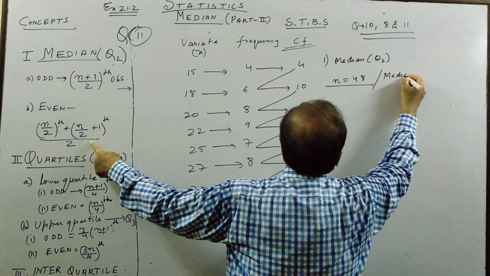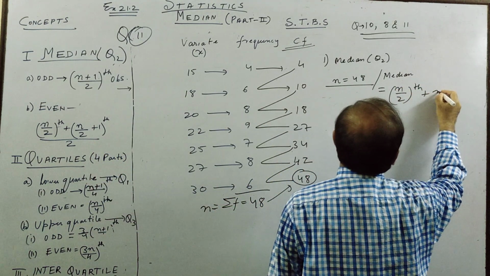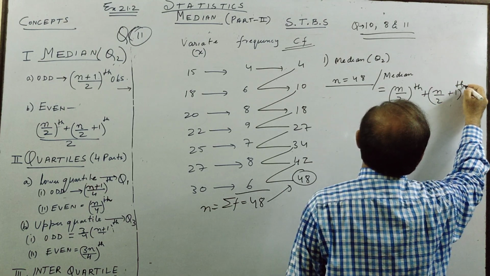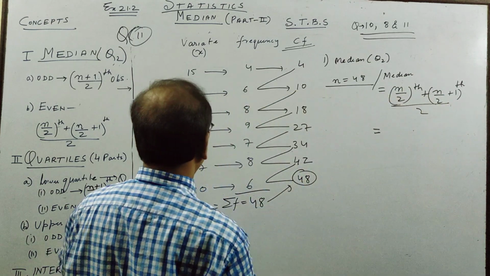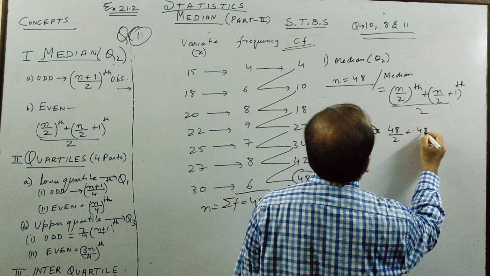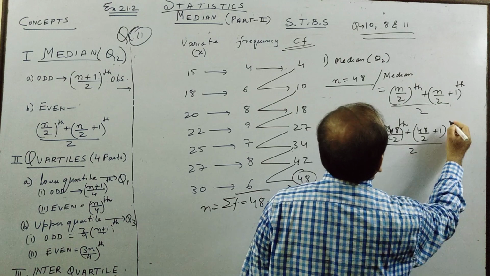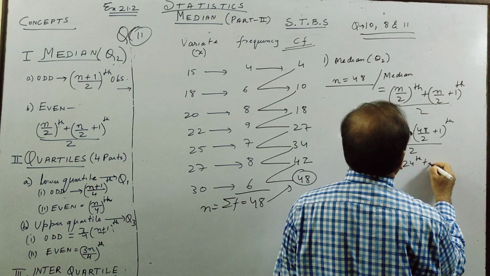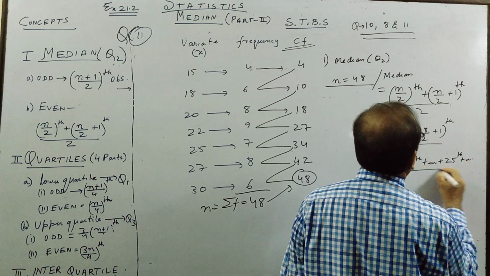Median is equal to (n/2)th term plus (n/2 + 1)th term, by 2. So what do you see, children, here? We have n is 48. 48 by 2 plus 48 by 2 plus 1. These are terms, these are not values. So we have to see the 24th term plus the 25th term, by 2.